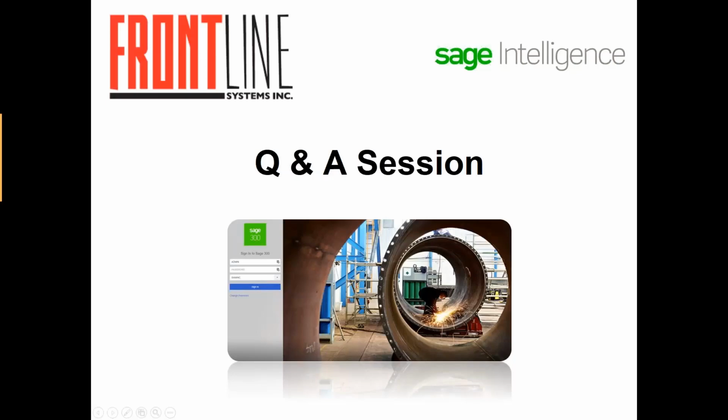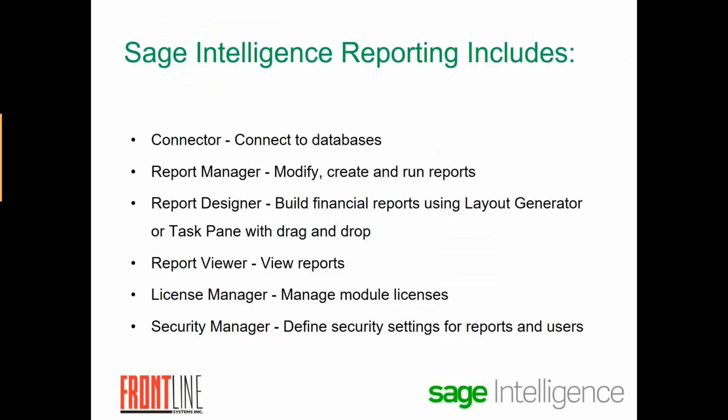What features do we get out of the box? So the features you get right out of the box, you get the connector, you get the report manager, you get the report financial designer, the viewer, the license, and security manager. And those drop right off of, should be a node on the pane inside of Sage 300. And once you click there, you'll see the different nodes there, and you can jump right in and use those.